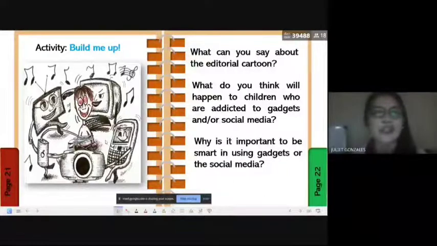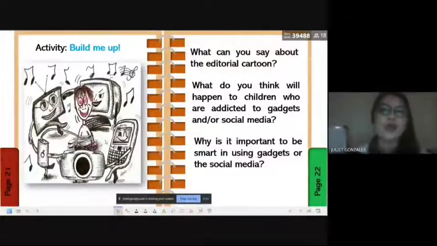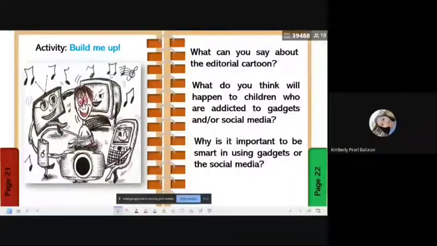Okay, last question for this picture. Why is it important to be smart in using gadgets or the social media? Being smart is knowing when and how to use these gadgets and the social media. Why is this important? Anybody? Raise your hand if you want to give an opinion regarding this question. Yes, we have Kimberly. In my opinion, it is important to be smart in using gadgets or the social media so that we cannot be a victim of fake news.